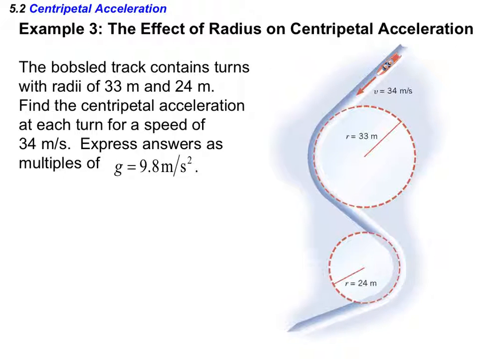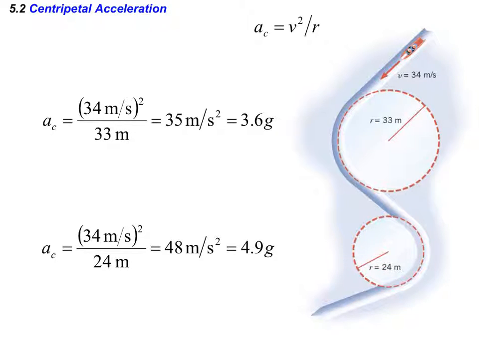So we have a bobsled track that turns with radii of 33 meters and 24 meters. And we want to find the centripetal acceleration at each of the turns for a speed of 34 meters per second, and we want to express this as multiples of g. So how big is this compared to the acceleration of gravity? If we have our speed and the radius, we can calculate both of those centripetal accelerations by simply plugging them into our equation of v squared over r.